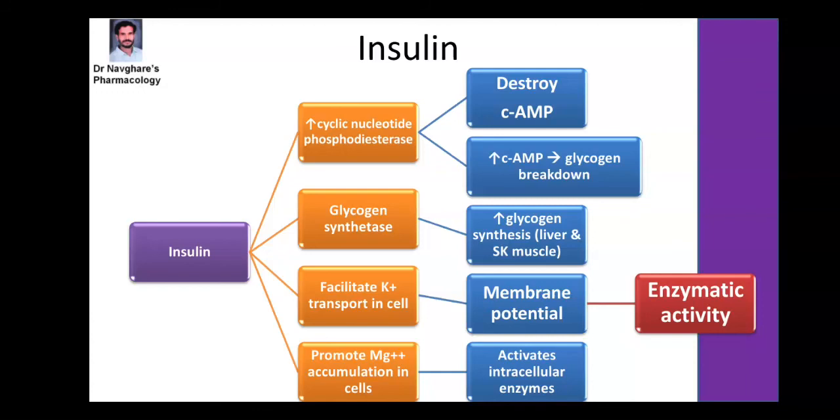So cyclic AMP is responsible for glycogen breakdown. Ultimately, insulin causes synthesis of glycogen, meaning by destruction of cyclic AMP, insulin stimulates glycogen synthesis in liver and skeletal muscle. Further, insulin facilitates potassium transport in the cell. These potassium molecules, along with magnesium, help in various enzymatic reactions.